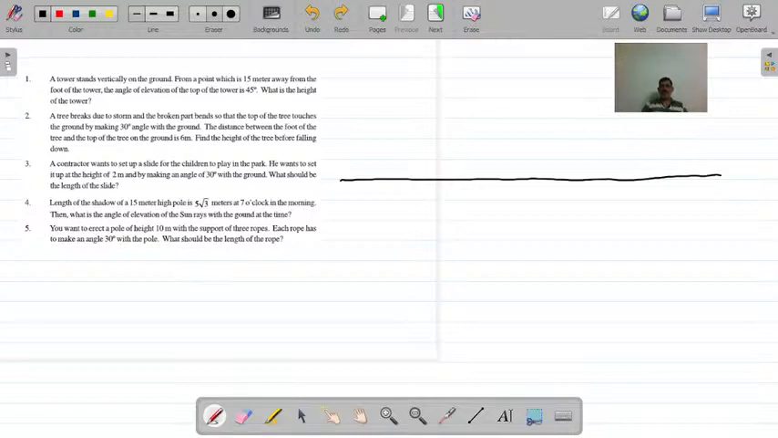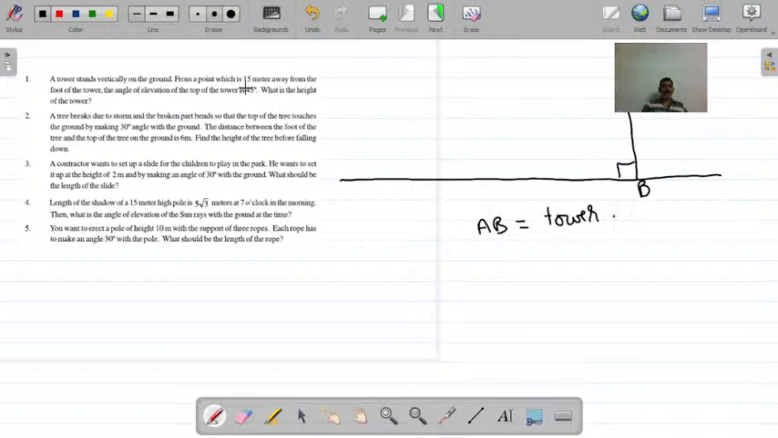The vertical line, and we denote it like this, AB. So AB is the tower. In this, A is the top of the tower, B is the foot of the tower. So what is AB in the figure? It is the tower.